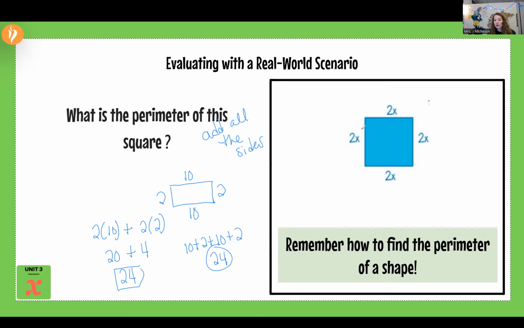Okay. So here we have a square. All the sides are the same length. So we have 4 sides that are 2x each. So if we distribute, 4 times 2x is 8x. Or I could just go around and count them up. I could say 2x plus 2x plus 2x plus 2x: 2, 4, 6, 8. I know my answer is still 8x.